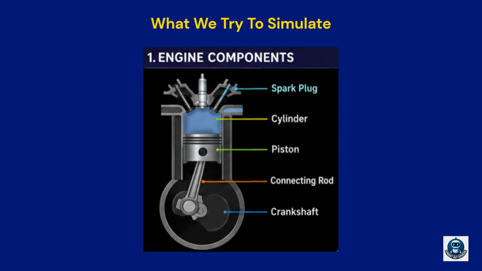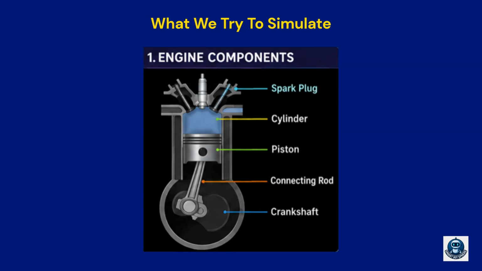Before we jump into the Python code, let's first understand the main parts of a bike engine. This image shows the core components that make the engine work. At the very top, we have the spark plug. The spark plug is responsible for igniting the compressed air-fuel mixture inside the cylinder. When the spark plug generates a spark, combustion occurs and power is produced.